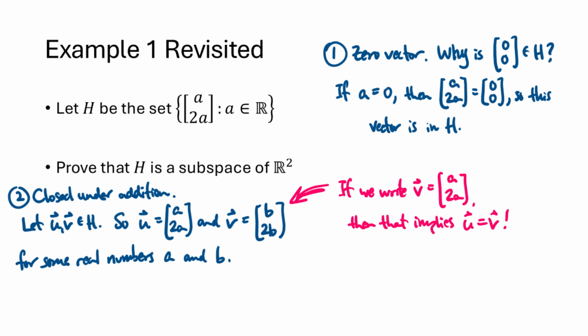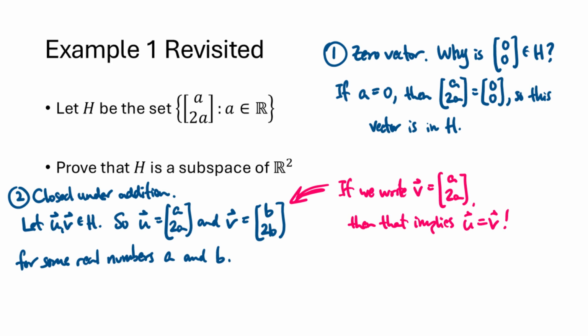Notice that we didn't let v also equal a, 2a. If we had done that, then that would have implied that these two vectors are equal, and we don't know that in general. Remember that we need to show that this set is closed under addition, which means that we need to show that the sum of any pair of vectors from this set is in this set. And that means that we need to use different variables for vectors that could be different. So just watch out for that and make sure that you're not reusing letters that might be different.